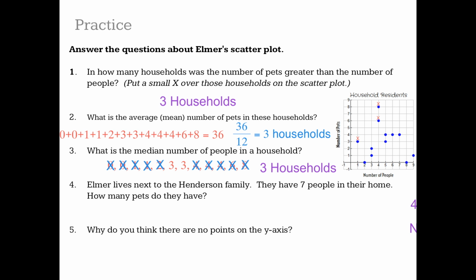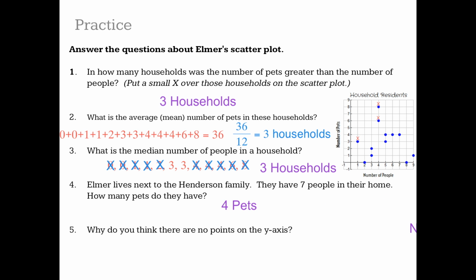The next question says that Elmer lives next to the Henderson's family and they have 7 people in their home. How many pets do they have? So I'm going to just take a look at my graph and look over where it says 7 people, and luckily there's only one dot in the 7 people area and they've got 4 pets.